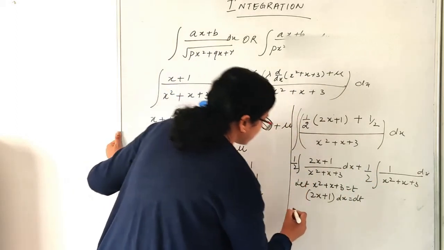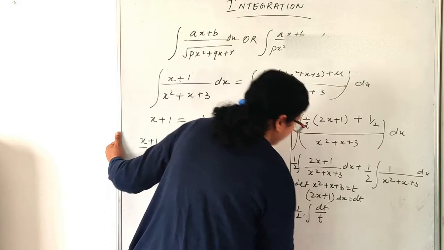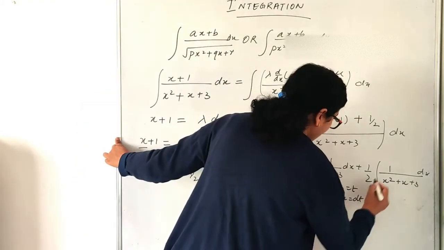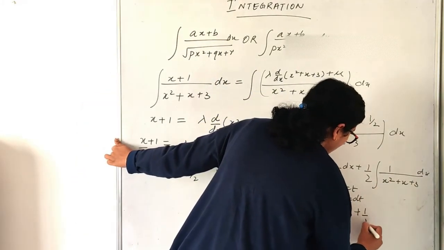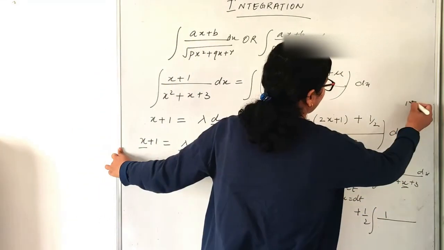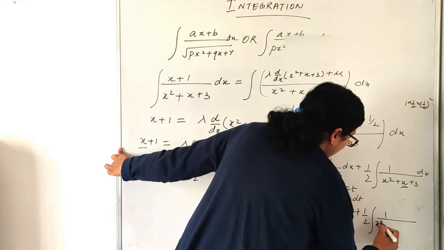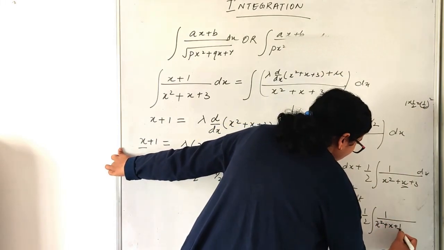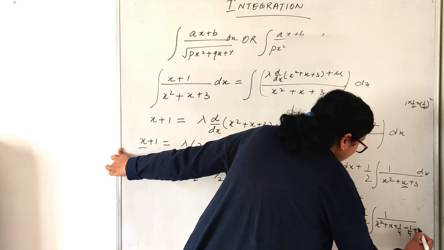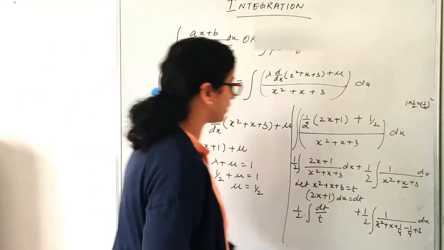Okay, so it will become 1 by 2 dt by t. So this will become log, and in this integral I have to make it a perfect square. So 1 upon, what is the coefficient of x? 1 multiplied by 1 by 2, square it, 1 by 4. So x square plus x plus 1 by 4 minus 1 by 4 plus 3 dx. Okay, so how we are going to solve it further, just check it out.